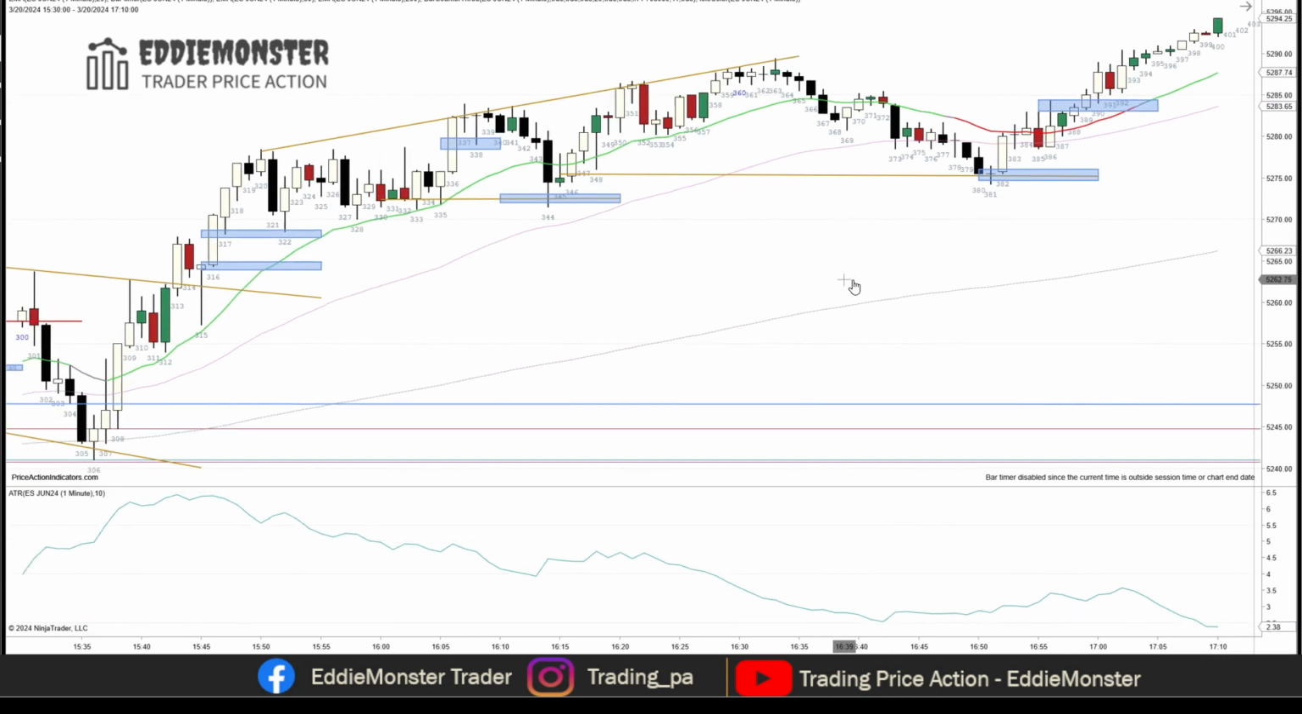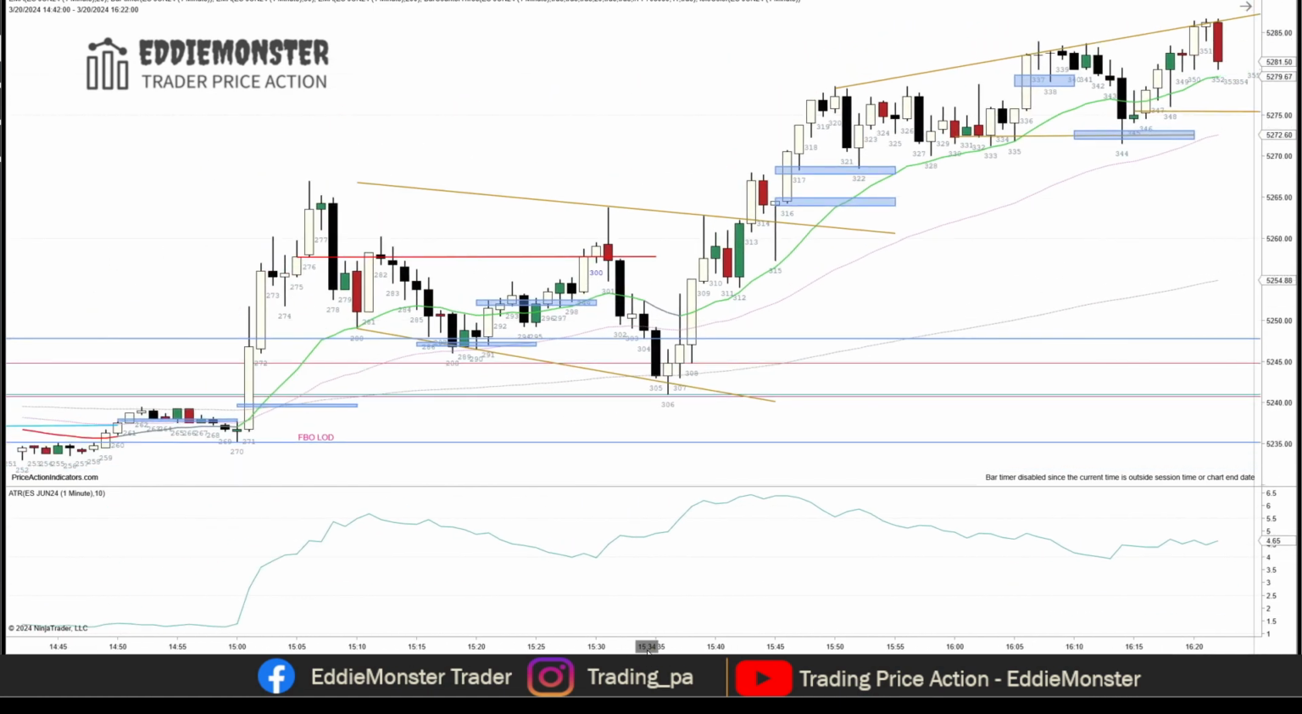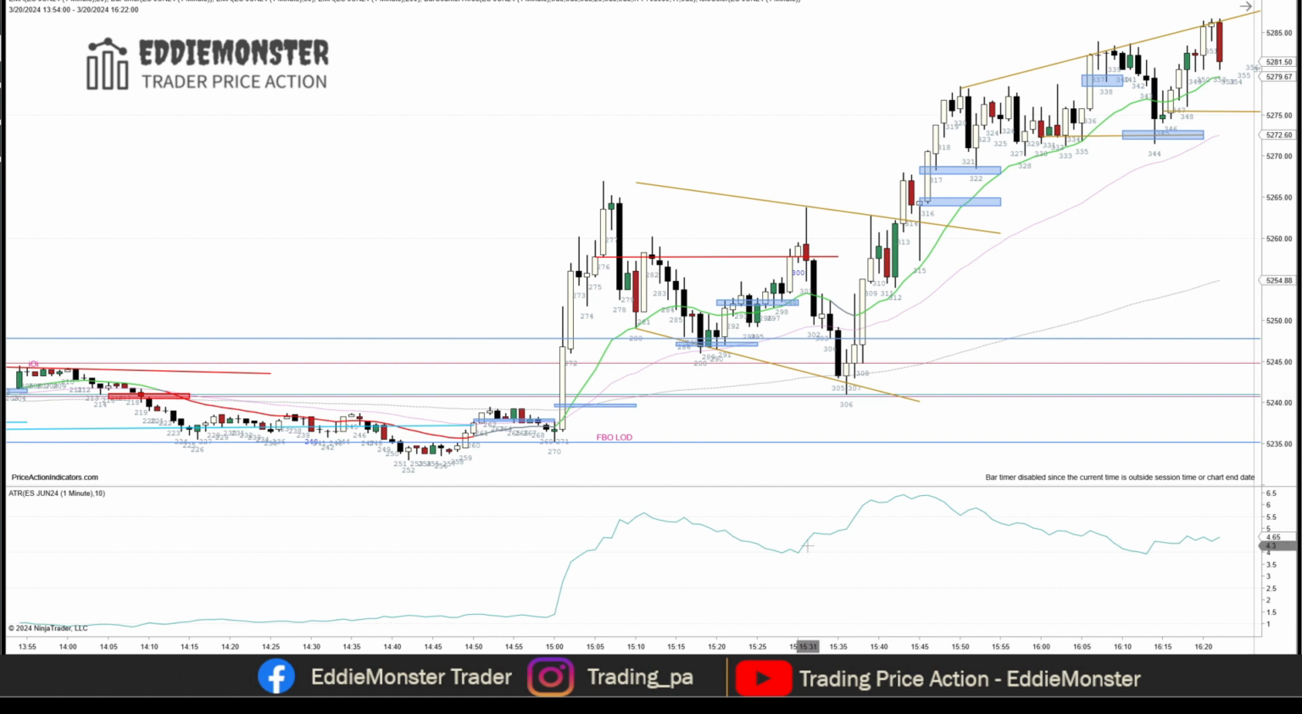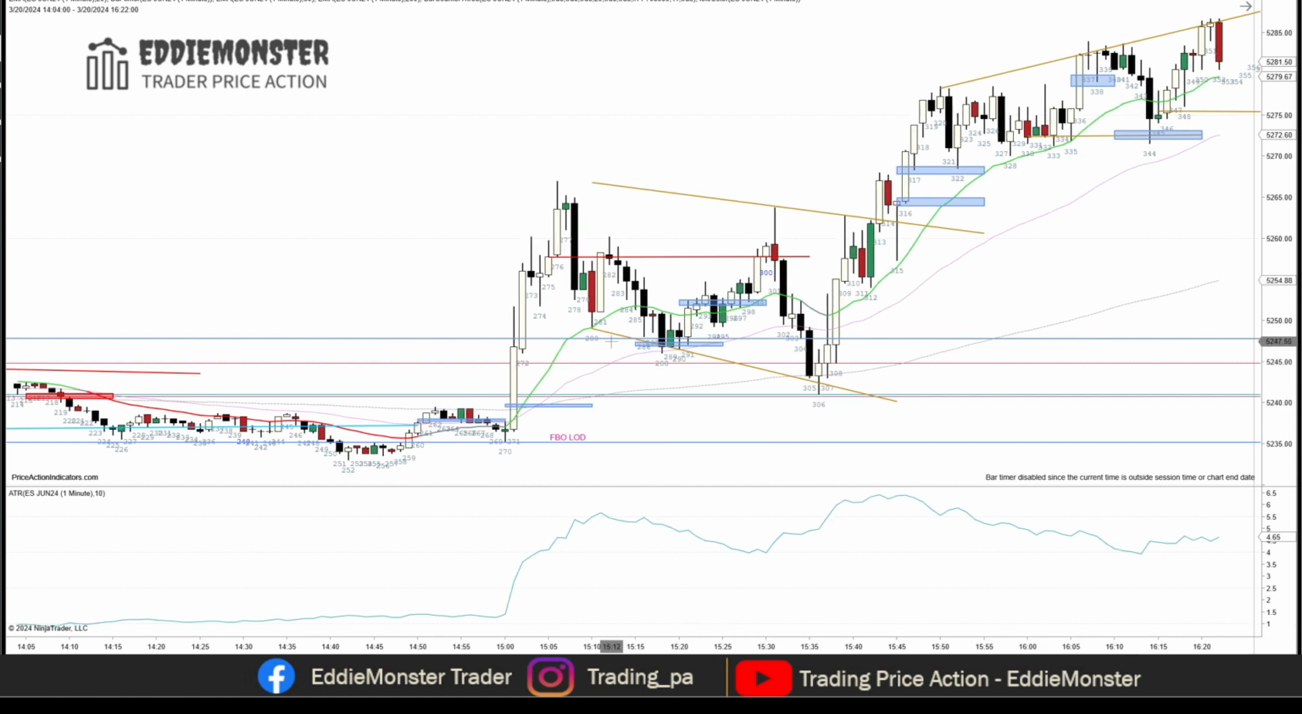Look at this. This is the flag, right? So here we have this wedge here. You can see here, but it was not a perfect channel line. But I will not buy here, of course not. But then you see here 315. This is a buy. So this is a pullback of that bar. This is a buy. This is a buy, right?